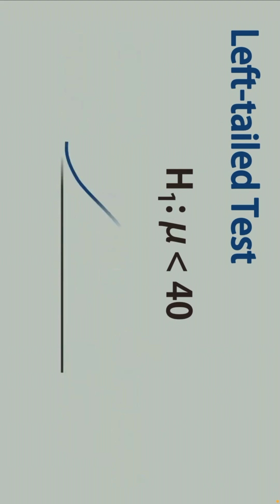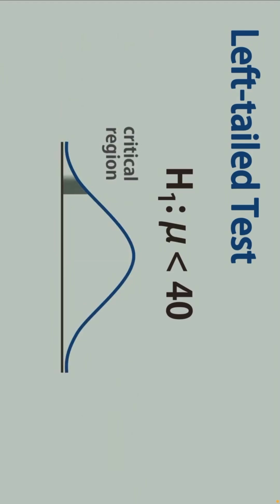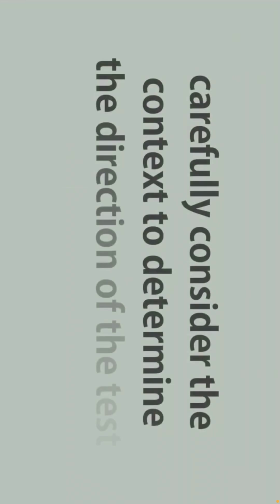In the distribution curve for a left-tail test, the critical or rejection region will be at the extreme left. And for z-tests and t-tests, the critical values for left-tail tests will be negative. Note that the direction is not always immediately clear based on the wording of the problem. In some cases, you need to carefully consider the context to determine the direction of the test.